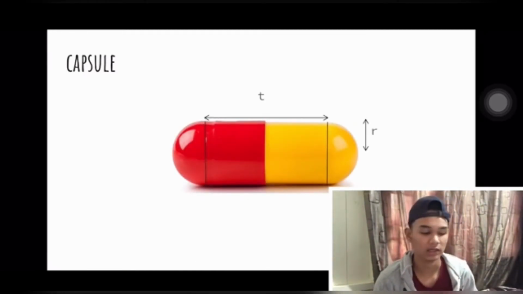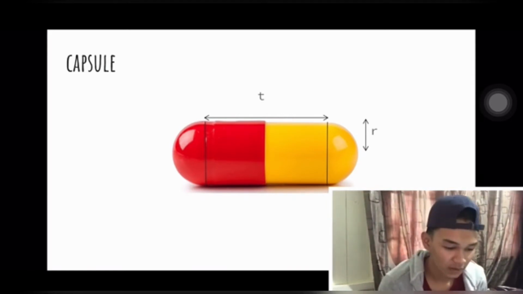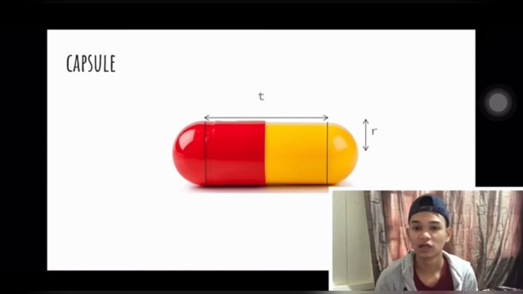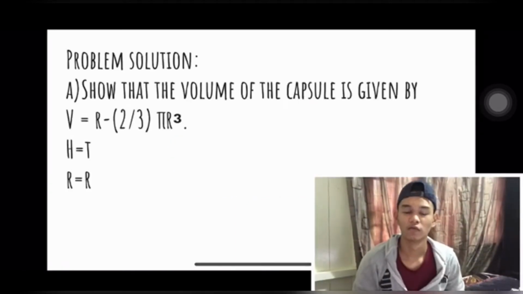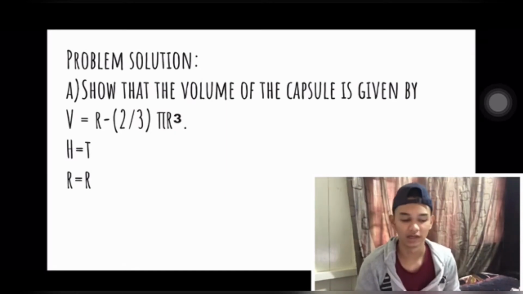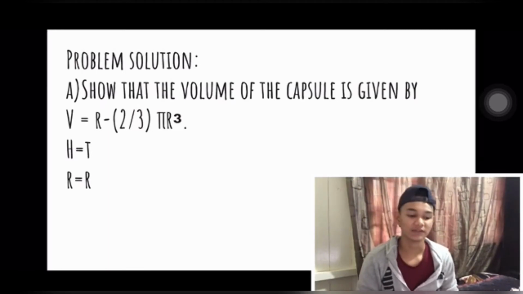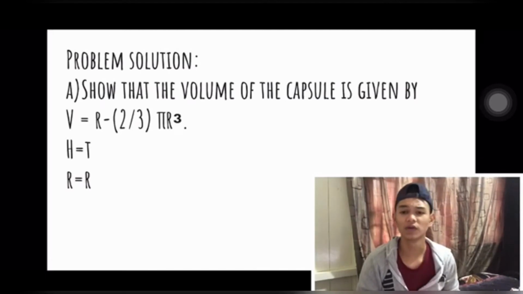A capsule in the form of a cylinder of length t cm with hemisphere of radius r cm at the two ends is shown below. The surface area of the capsule is 2 cm squared. For the problem solution, A. Show that the volume of the capsule is given by V equal to r minus 2/3 pi r cubed, sorry. We know h equal to t and r equal to r.